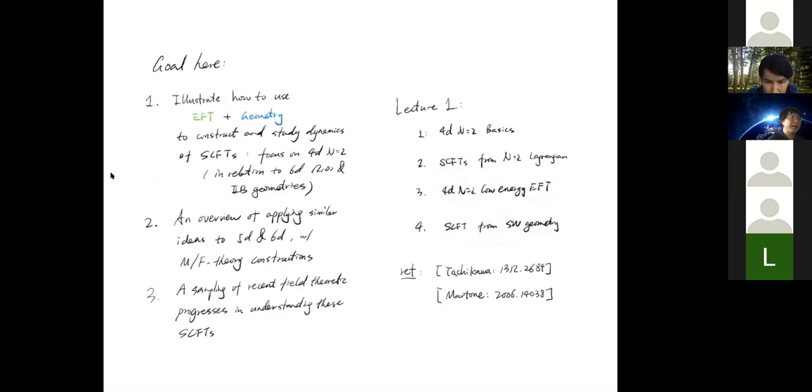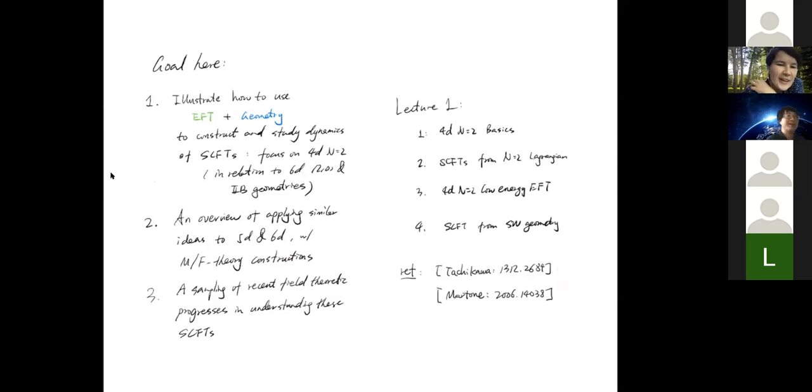There are many useful previous pedagogical references on these topics. I just want to point out two particular references that I find useful. One, which I think is by now one of the canonical references to learn about 4d N=2, is the nice lecture notes from Argyres. And there's also a recent lecture notes from Mario Martone, discussing various aspects of the Seiberg-Witten theory, pretty pedagogical for rank one cases. There will be some overlaps in my lecture with these lecture notes.